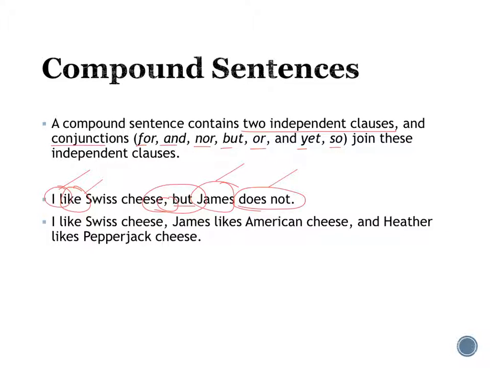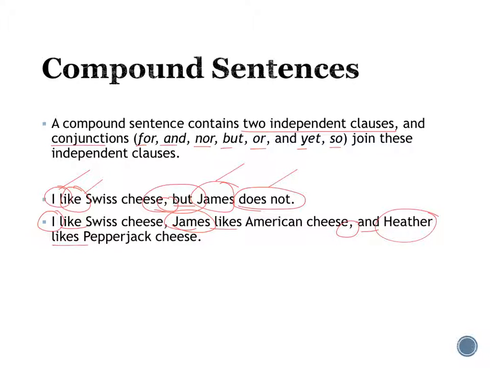Another example, and notice we've actually got 3 here. This is more, well, I don't want to say complex. This is a lengthier compound sentence. We have I like Swiss cheese. We have James likes American cheese. And we have our comma fanboy, Heather, our third subject here, likes pepper jack cheese.